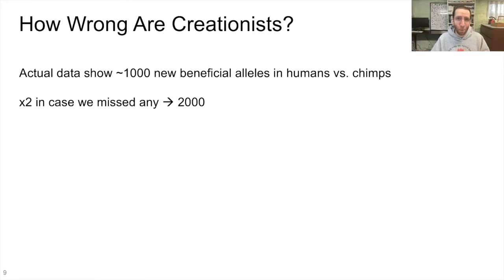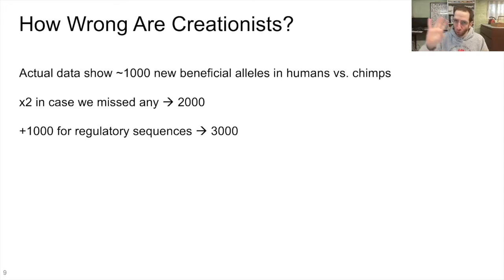This was only looking at protein coding genes. Let's throw in another 1,000 for regulatory sequences. We had our estimate of 1,000 just for genes. Let's just say also 1,000 for regulatory sequences. So we'll just throw in another 1,000 because we're feeling nice. There's probably some mutations in regulatory sequences that are new and beneficial in the human lineage. I bet that's a thing.